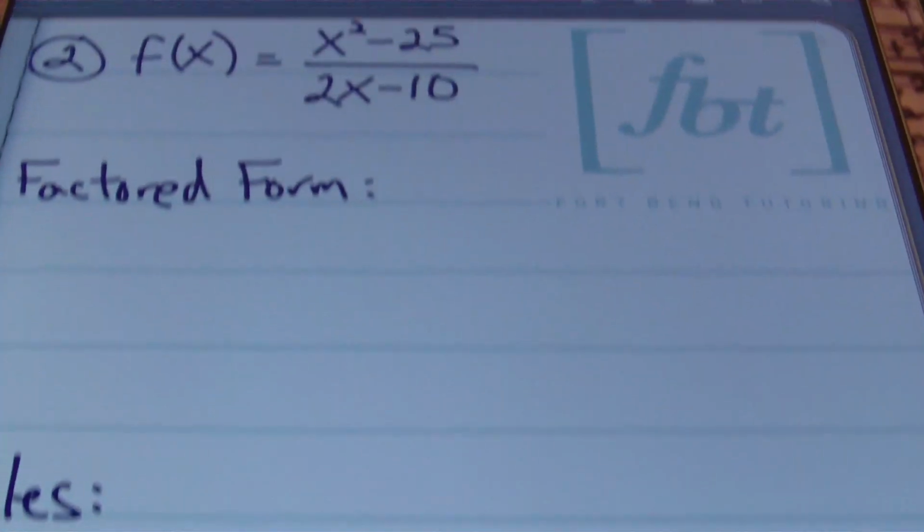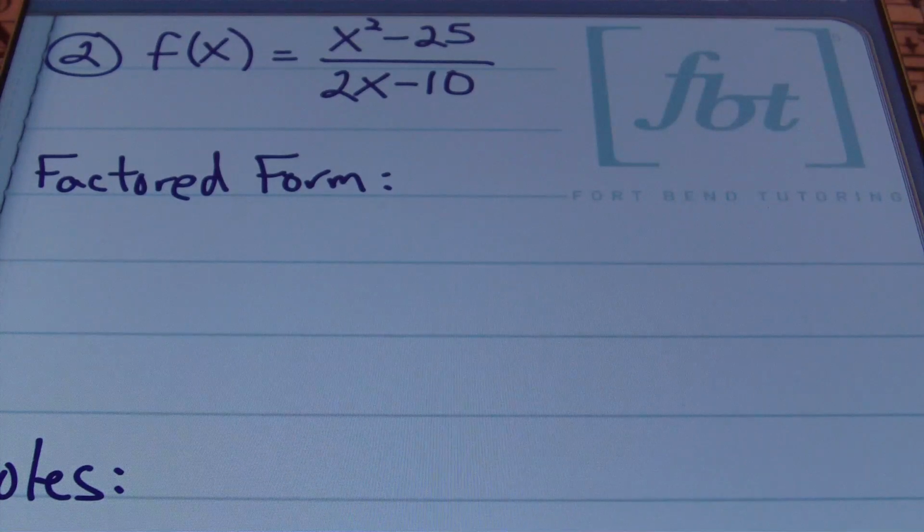All right. So our next problem is problem number 2, and we have f of x equals (x squared minus 25) divided by (2x minus 10). Well, the first thing you want to do here is put this rational function in its factored form. So notice that in the numerator you have a difference of squares, and in the denominator you have a GCF of 2. The greatest common factor is 2, and you could factor that out.